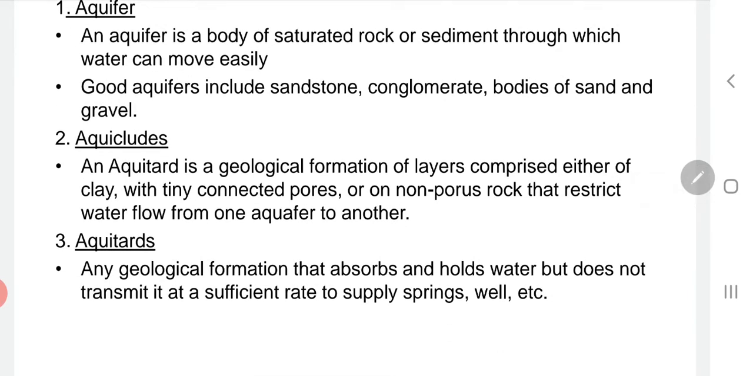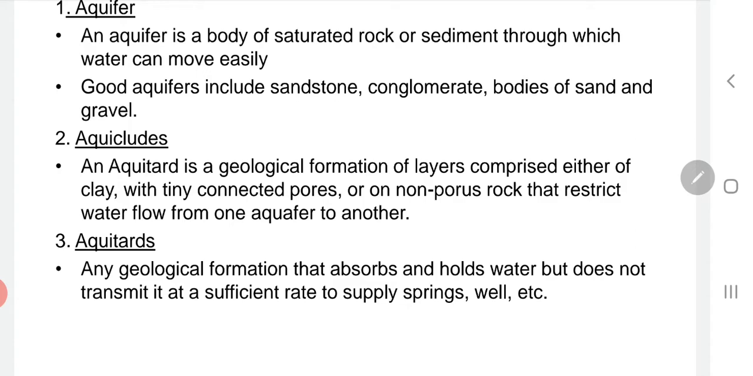To compare with aquicludes, it is a geological formation or layer comprised either of clay with tiny connected pores or non-porous rock that restricts water from flowing from one aquifer to another. The same thing, it is a place to store water, but it doesn't have a definitive network, so you have difficulty to extract water from aquicludes, but still you can extract some of the water.